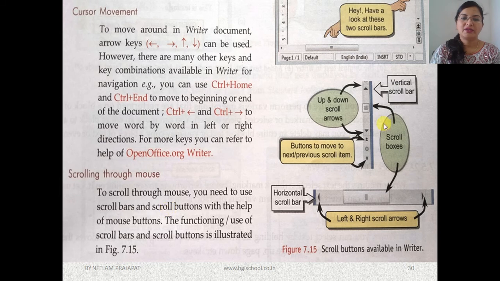Okay, so to scroll through the mouse you can also use scroll bars. You can see this is the vertical scroll bar, so you can use this also. This is the horizontal scroll bar, which you can use to scroll the page horizontally. The functioning of scroll bars and the scroll button is illustrated. You can see this button moves to the next and previous scroll item.